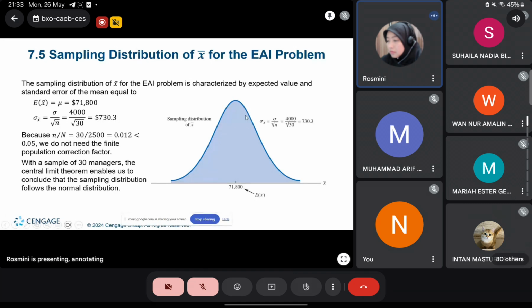Don't go into detail regarding the correction factor; that one will be later. So look at this one here. This is what we call a normal distribution. I think I showed you last week regarding our sampling distribution. If it's a normal distribution, your mean should be right in the middle where the mode and the median are. This is where your mean is, 71,800, which is also the expected value of your sample mean, and your standard deviation equals 730.3.